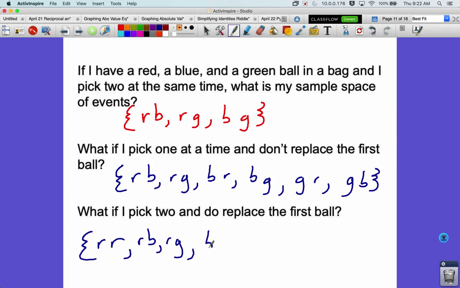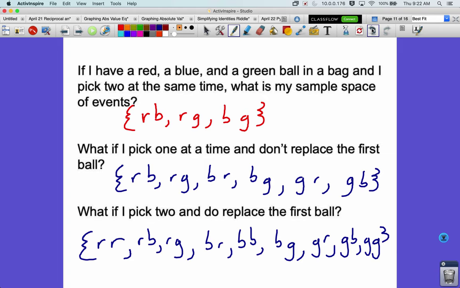I can go blue, red. Actually, maybe I should have started with blue, blue. Oh well. Blue, green. Oh, this is fine. Green, red, green, blue, green. All right, and I'll show you the math to figure out these sizes, but you're gonna have to wait for this to all totally be explained.